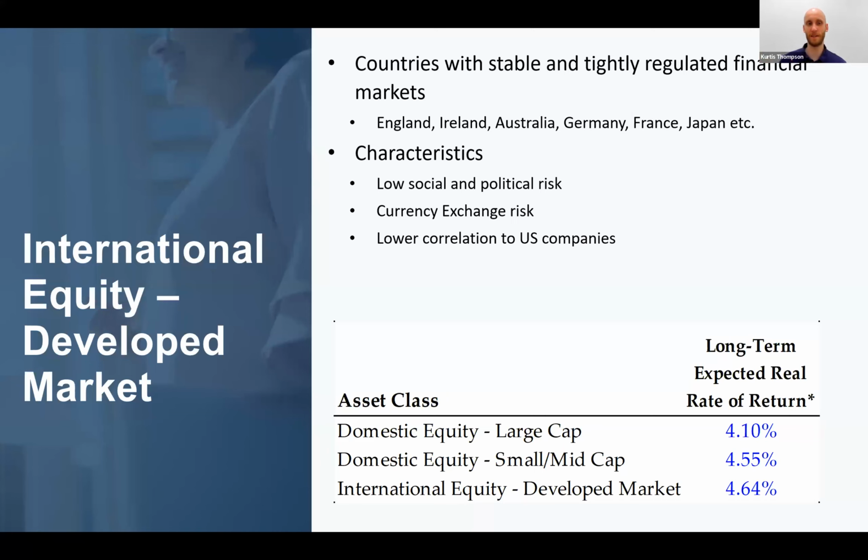Some characteristics of these developed markets is they have low social or political risk. And so as we start looking at some of the developing markets, and you could even go into frontier markets, there tends to be more of that social risk, more risk that there will be big changes to the political structure, or big changes to the social dynamic that can really hurt a company's bottom line. These developed economies have a lower risk of that.